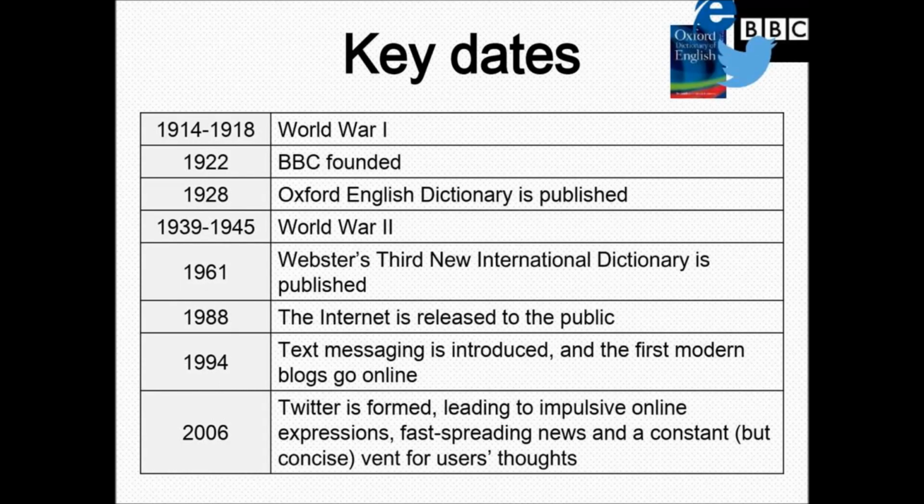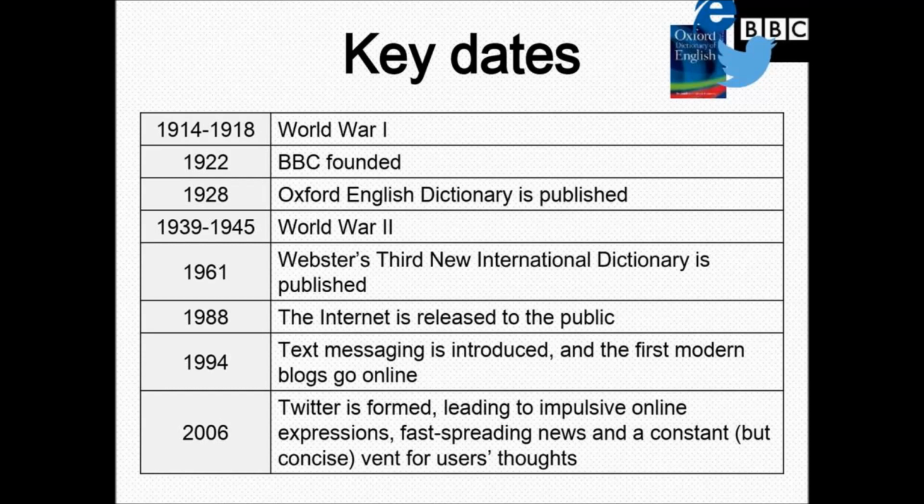Some of the key dates of this particular period: 1914 to 1918, the beginning of the First World War; 1922, BBC founded; 1928, Oxford English Dictionary is published for the first time; 1939 to 45, another ravaging World War, Second World War. 1961, Webster's Third New International Dictionary is published. 1988, the internet is released for the first time to the public. 1994, text messaging is introduced and the first modern blogs go online.